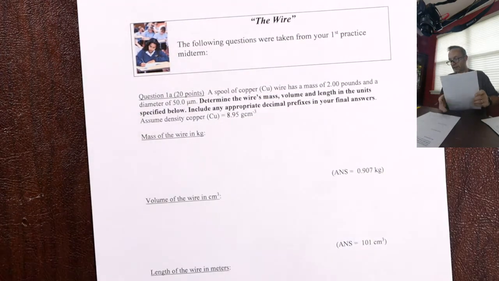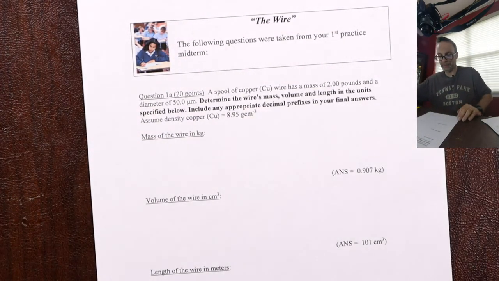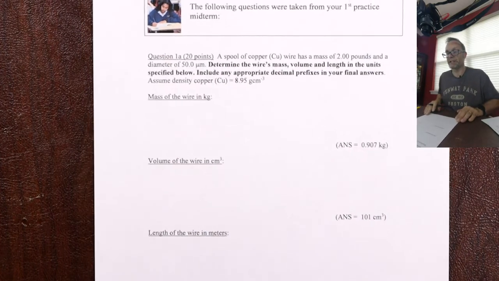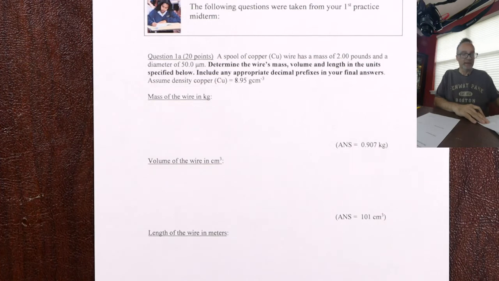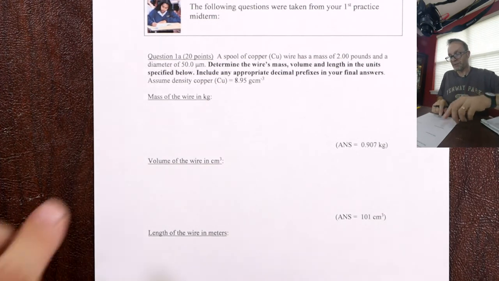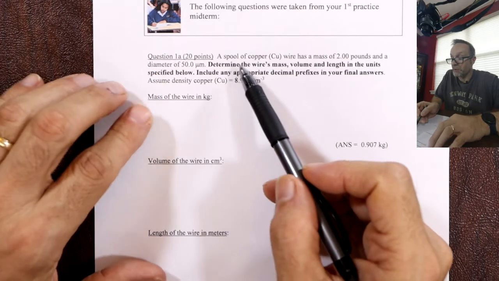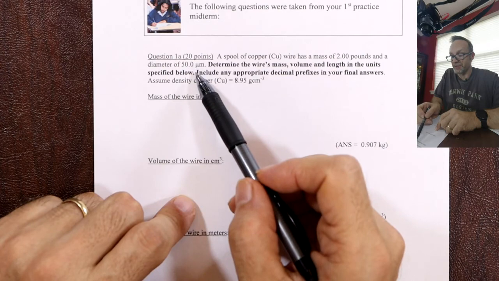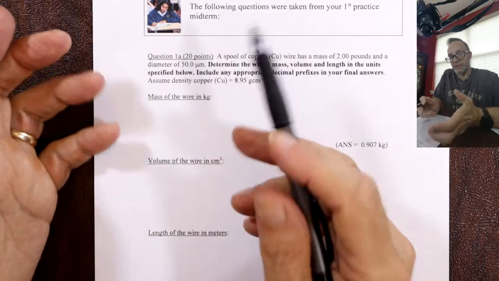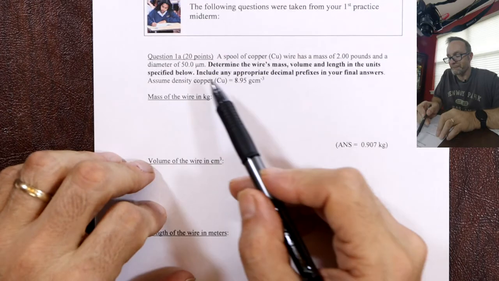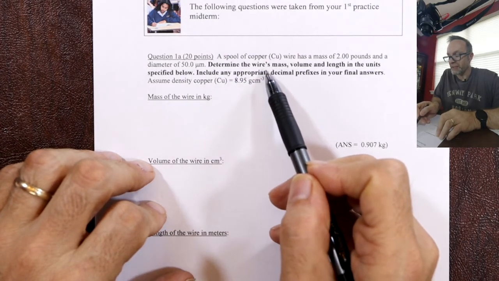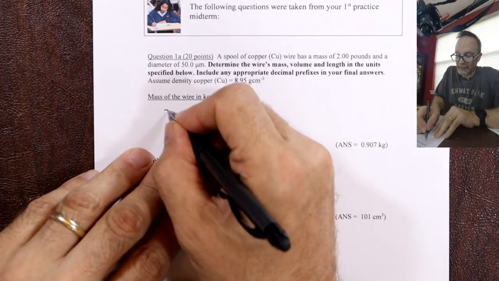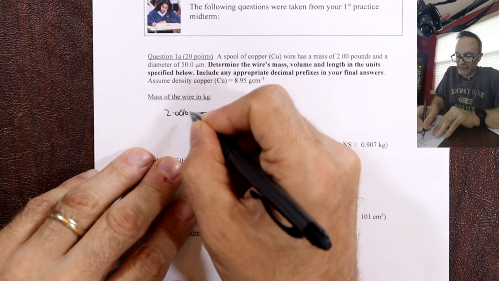Now, this is an exam question. The answers are given, so I'm going to set it for you guys just for practice. I'll walk you through it a little bit though. Let's just read the question. A copper wire weighs 2 pounds and has this diameter. This is a good question because it combines so many things from this and the previous packet. Determine the wire's mass, volume, and length in the unit specified. Kilograms, so that's easy, because you've got 2 pounds. Just turn it into kilograms.